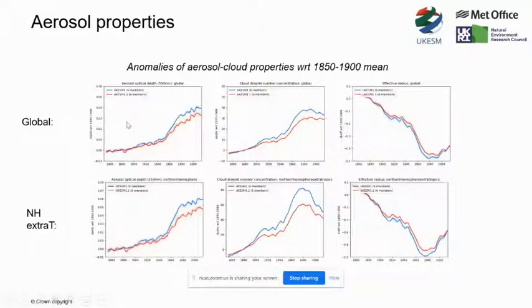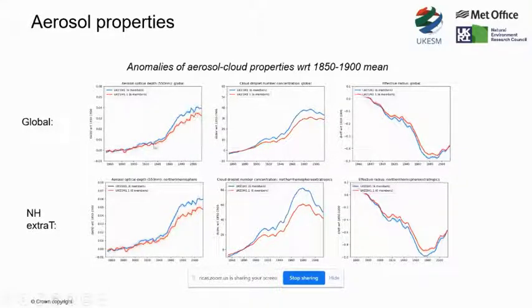And if you can see here, looking at the aerosol properties, these are the key drivers of the changes in the global mean surface temperature from what we can see in our analysis so far. The top row here is showing the global mean anomaly of a number of the aerosol and cloud properties, again with respect to this 1900 mean, and in the bottom row I'm zooming in on the northern hemisphere extratropical region. Note that between the top row and the bottom row, the vertical axes scales are different.